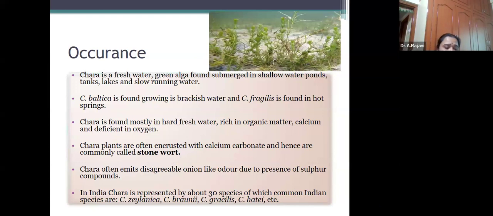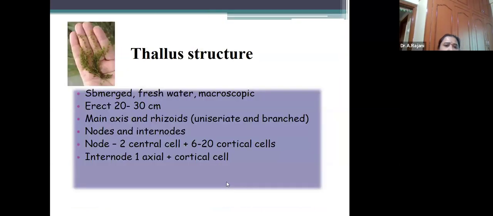Onion-like odor is present. In India, scientists have identified 30 species of Chara. The best examples are Chara zeylanica, Chara braunii, Chara gracilis, and Chara haitensis. These are the different species of Chara present in India. And in Chara, what is the thallus structure? The thallus is macroscopic, branched, and multicellular.